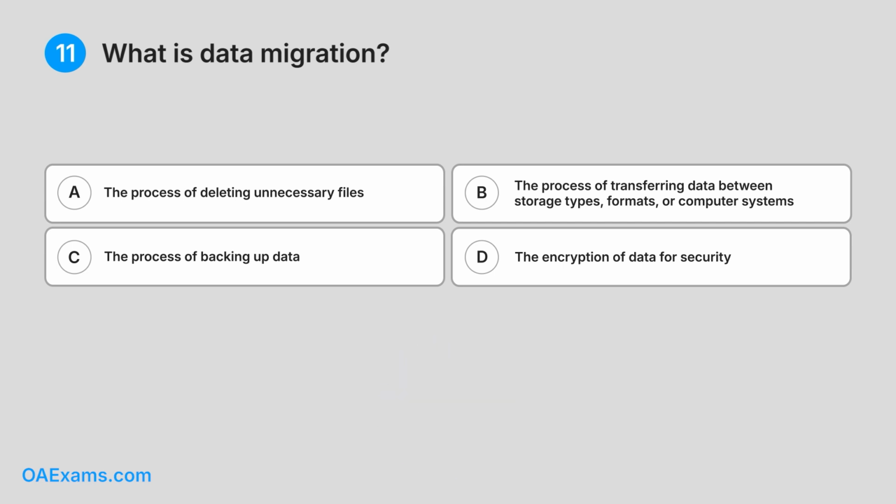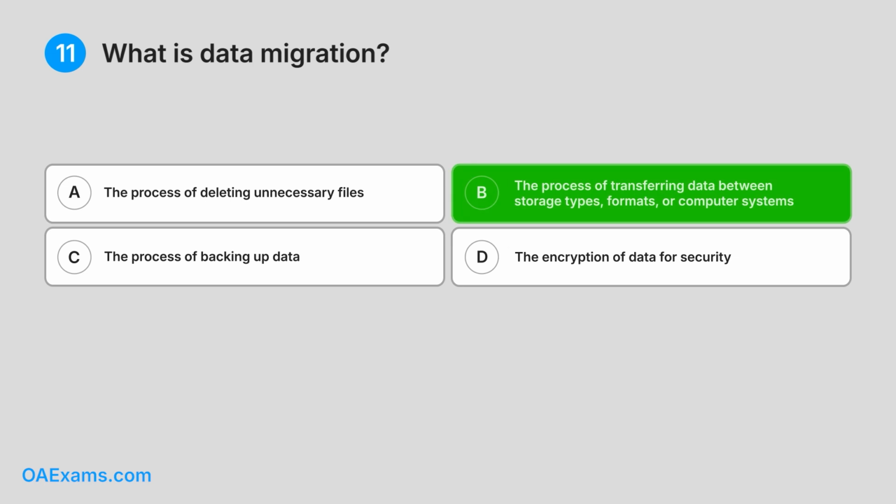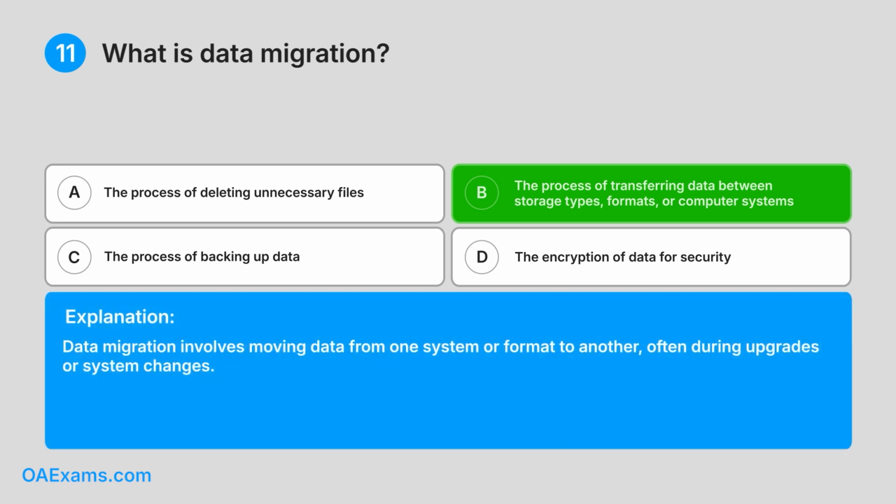Correct answer. B. The process of transferring data between storage types, formats, or computer systems. Explanation. Data migration involves moving data from one system or format to another, often during upgrades or system changes.